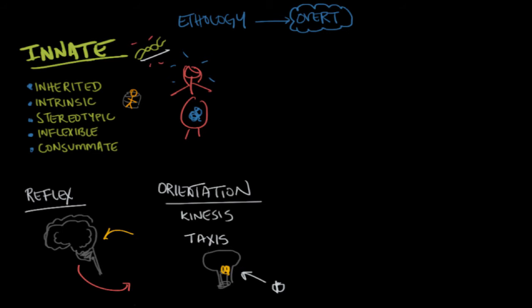And then lastly, we have this category of innate behavioral traits called fixed action patterns. I'll abbreviate that as FAP. A fixed action pattern would be a sequence of coordinated movements that are performed without interruption. So very similar to a reflex, but this time involving coordination of multiple movements. An example of this would be a praying mantis.